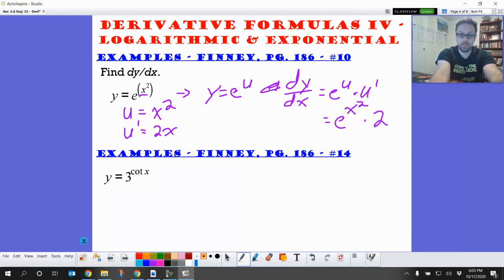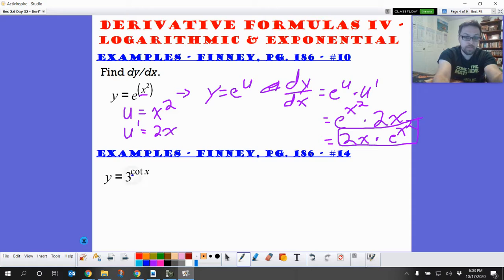times our 2x. If we wanted to write that all nice and neat, we would probably write 2x first, followed by our e to the x squared. And that is our derivative. See how it's kind of goofy? All right, let's try another one.